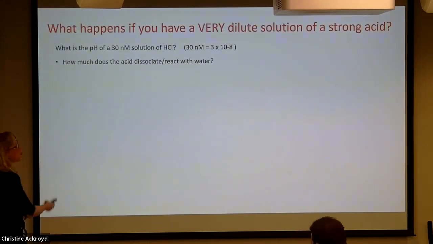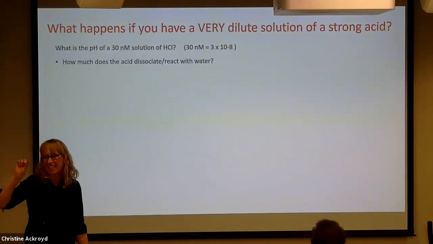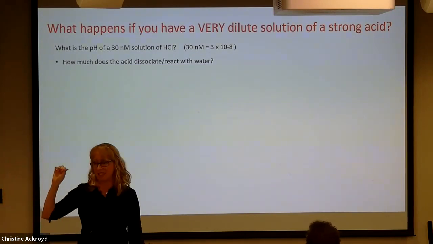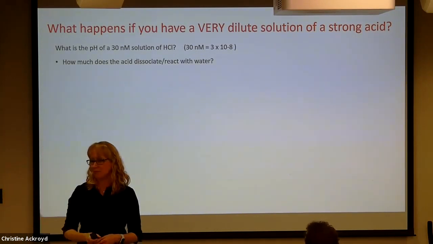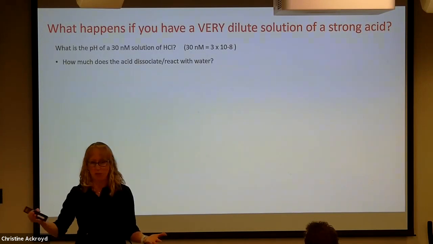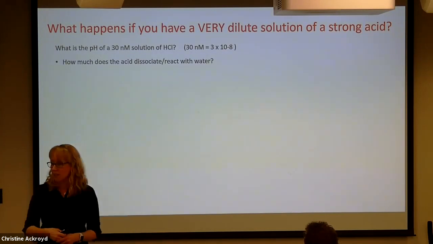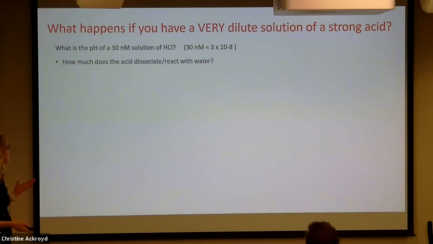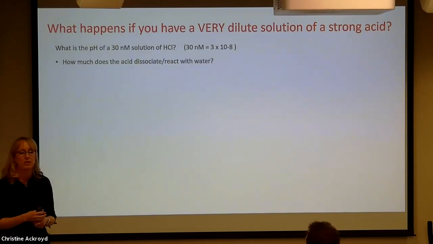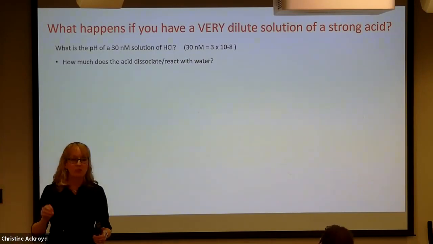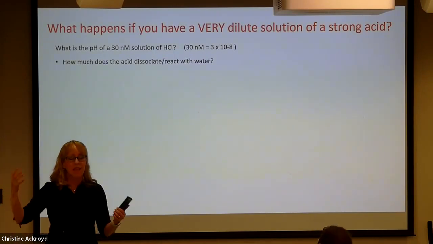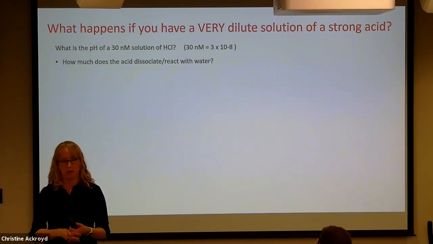However, what if we only add the teeniest bit of acid to our water? Now are we swamping out how much hydronium the water is contributing? Not anymore. Okay, we have a 30 nanomolar solution of HCl. What is the concentration of hydronium that the HCl is adding to the water?